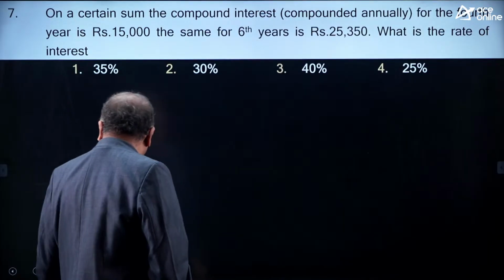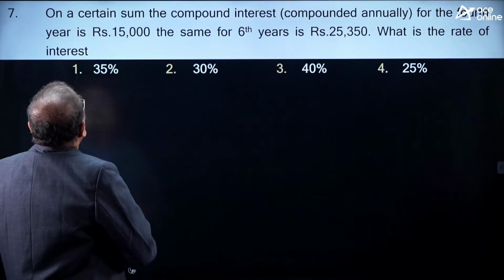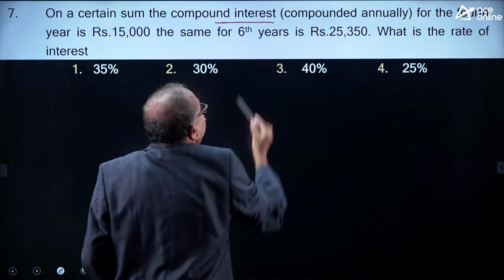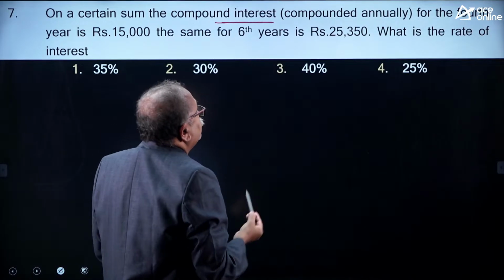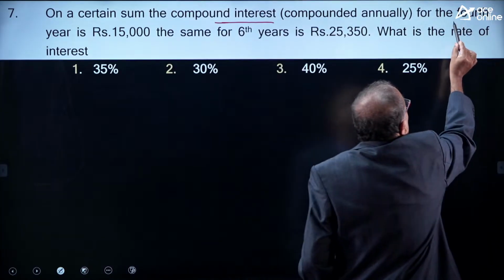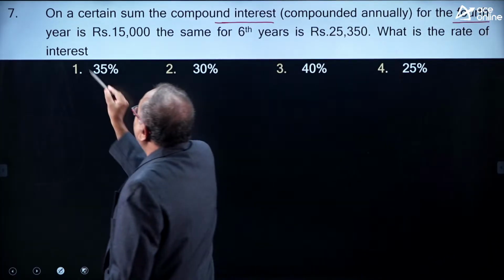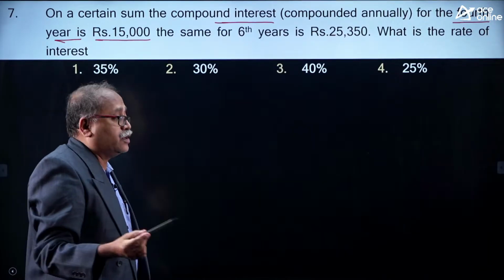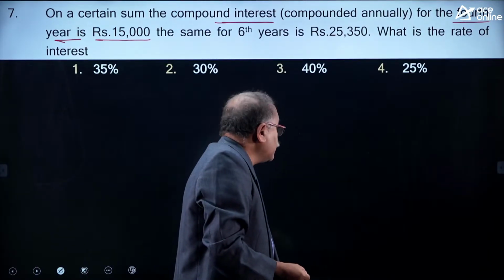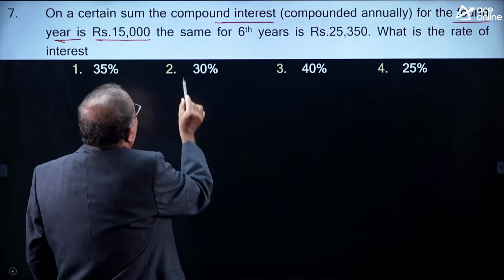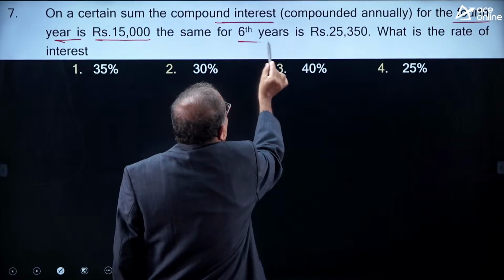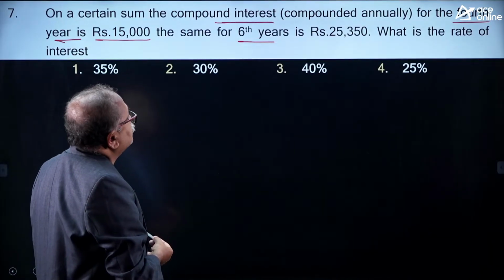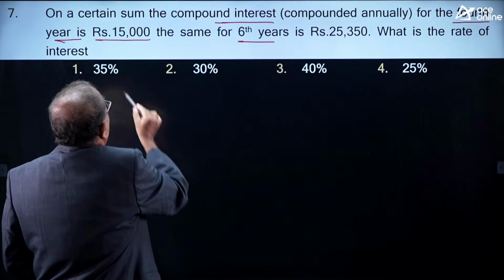Allow me to read the question. Now, on a certain sum, the compound interest compounded annually for the fourth year is 15,000. Fourth year, it is 15,000. Now, the same for the sixth year is 25,350. What is that?